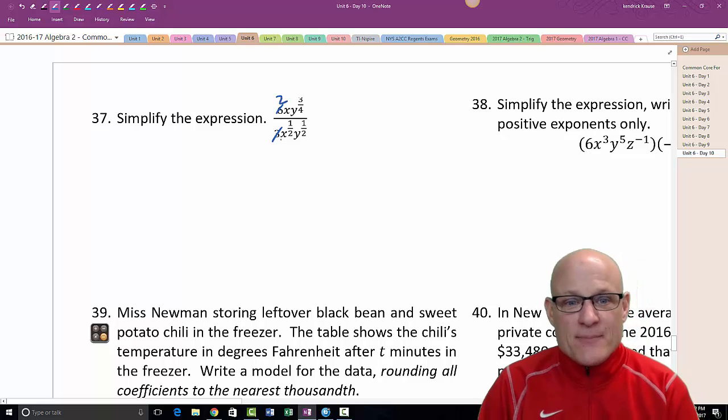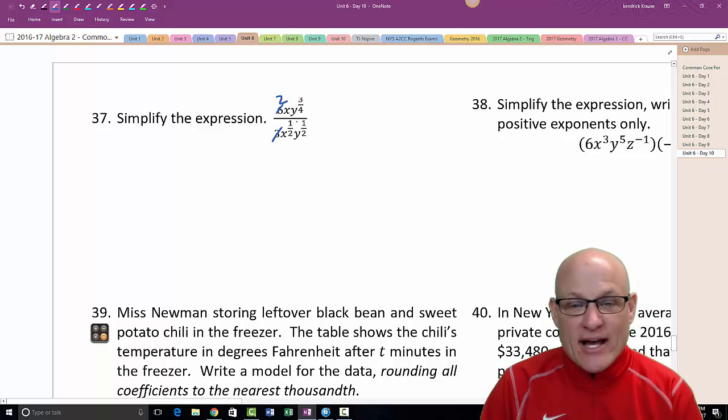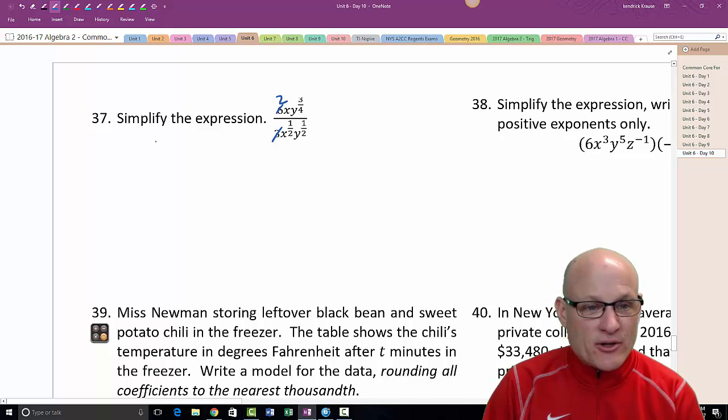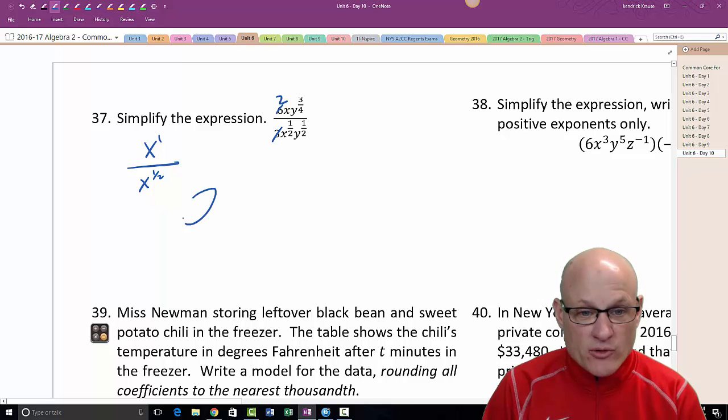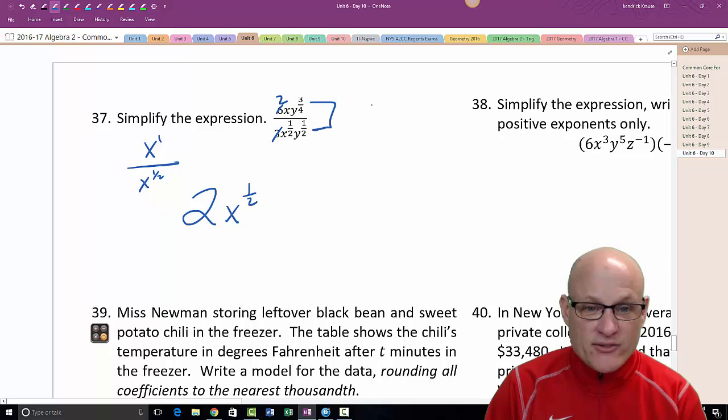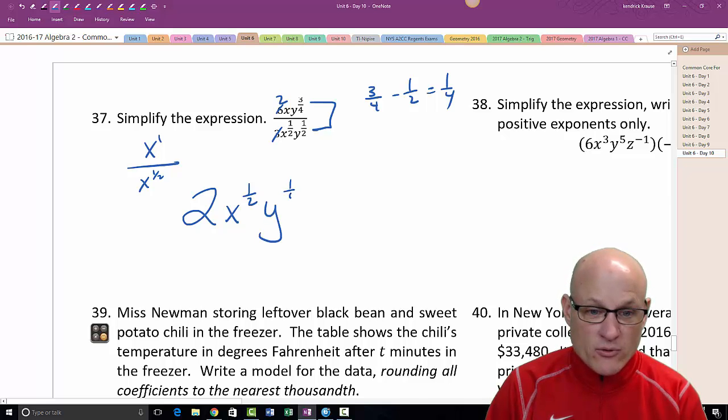Now, when you're dividing and you have exponents, you have to subtract the exponents. So x over x to the 1/2, this is really a 1 over here. So you subtract the exponents and you get 1/2. So far we're going to start with 2x to the 1/2. If I subtract these, 3/4 minus 1/2 is 1/4. So y to the 1/4.